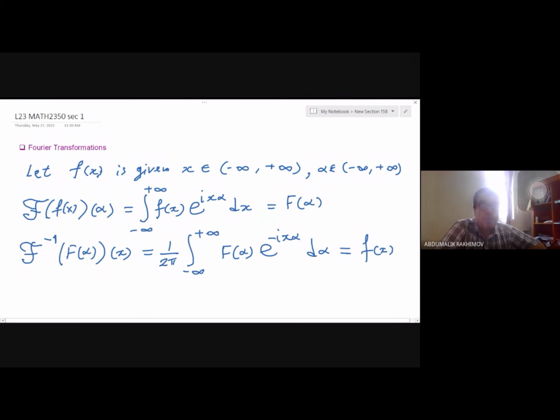So if you know f(x), you can find its Fourier image, which is capital F(alpha). And if you know the image and want to find the original function, then you apply the inverse transformation using this formula, and you will get f(x), the original function. If you look at these two definitions, they're very similar. Improper integral from minus infinity to plus infinity, and both have an exponential. The only difference is the first integral has a plus iota. Here we have minus iota. And also we have this constant, 1/2 pi.